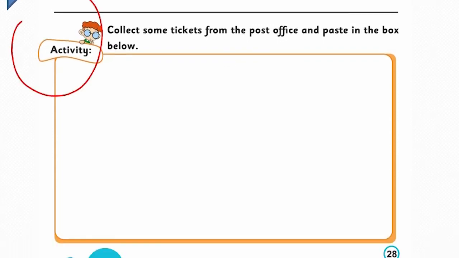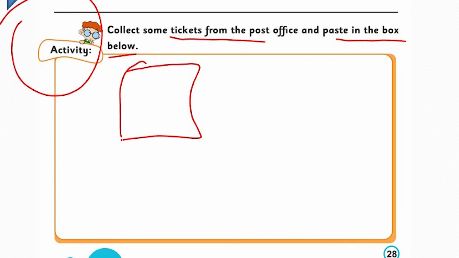And there is an activity here. Collect some tickets from the post office and paste them in the box below. Here, you have to paste them here. You have to collect some tickets from the post office.